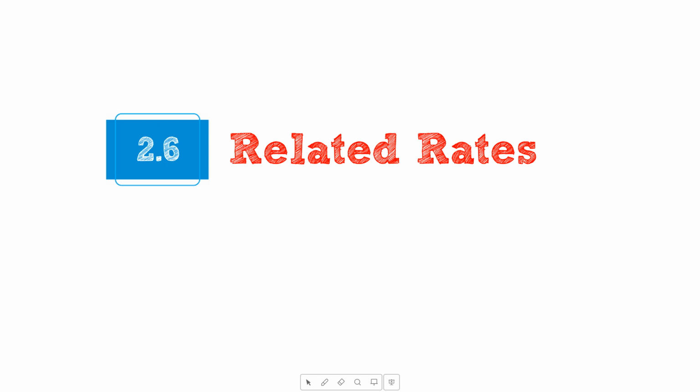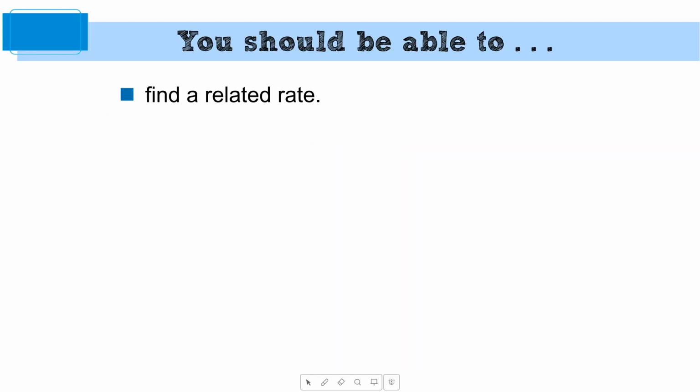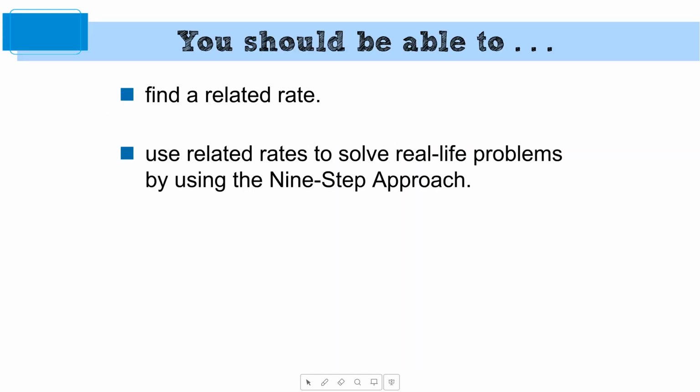All related rates problems deal with one simple thing, and that is time. How do things change with time? We're going to start with one that's not very, well, hold on, let's do this. Okay, we're going to do related rates. I'm going to show you a 9-step approach.